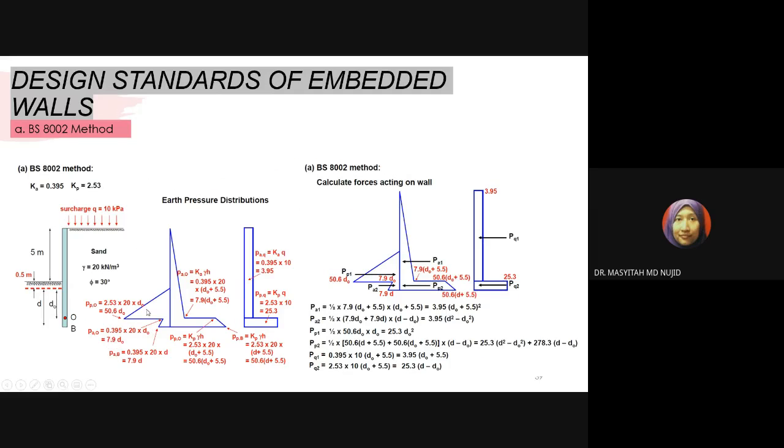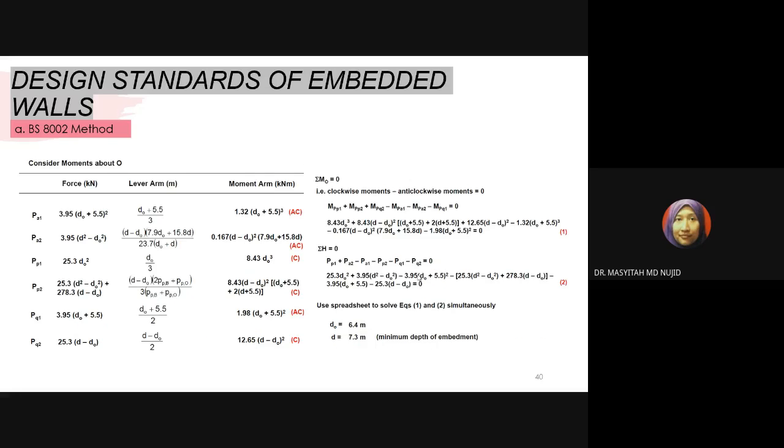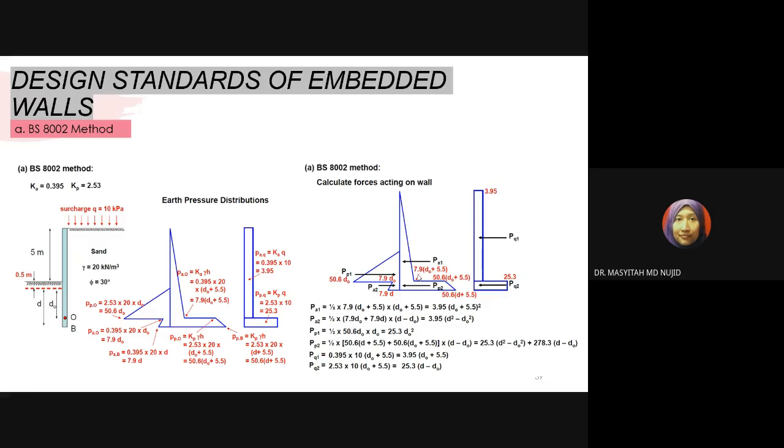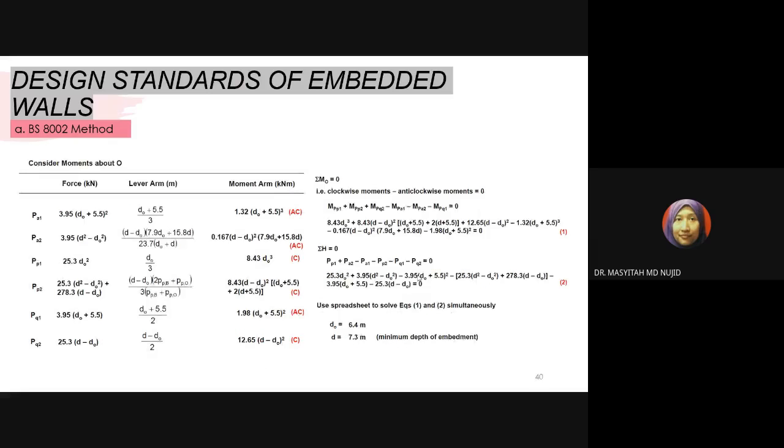So the next one is to determine the earth pressure for all the pressure diagrams here for the active and passive zone. And then you calculate the forces acting on the wall. And then consider moments about O. Okay, sorry. Here you have to take moment at O, it's not at the toe of the wall. So when you take the moment at O, there will be a difference in the lever arm. For example, here, moment. AC is anti-clockwise, C is clockwise.